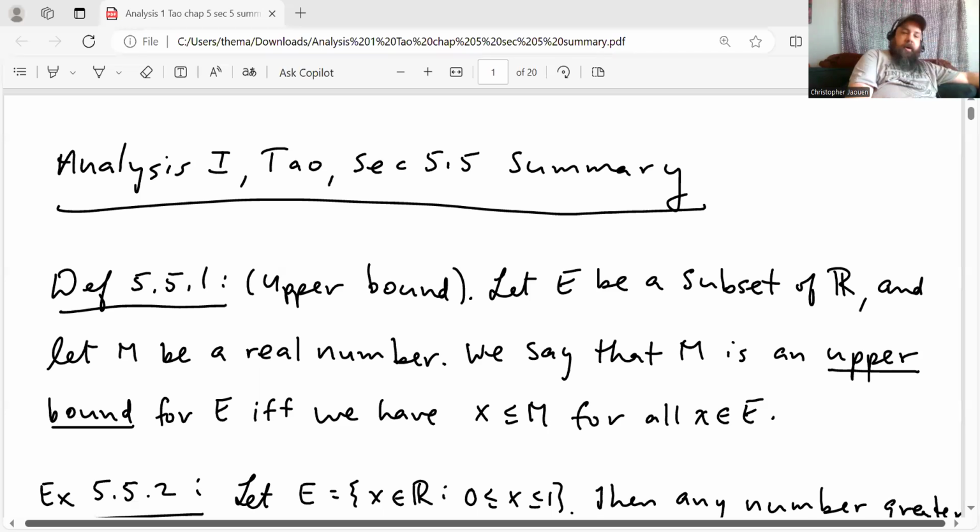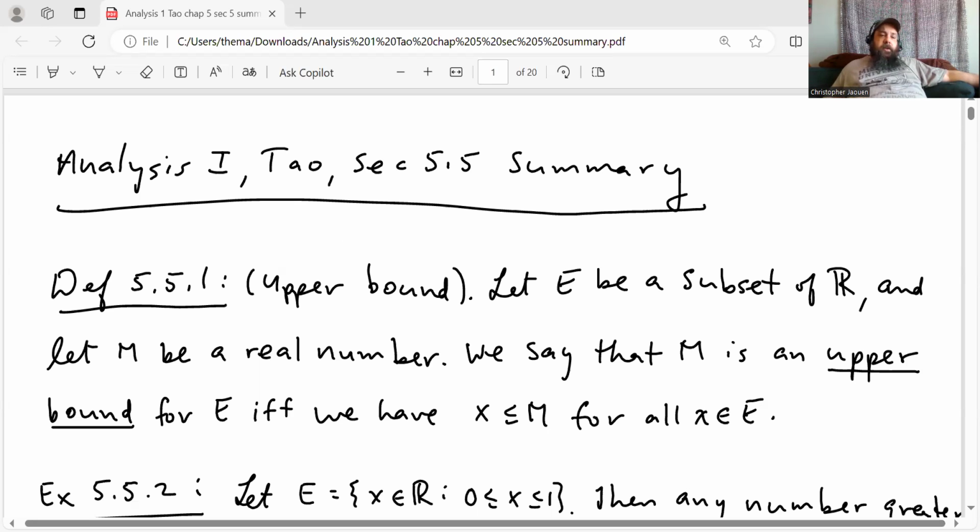Okay, so in this section, we're going to show that the real numbers that we constructed using Cauchy sequences have the property that we want, which is the least upper bound property. The fact that the real numbers have the least upper bound property is what makes them better for our purposes than the rational numbers, for example. So let's go through it.